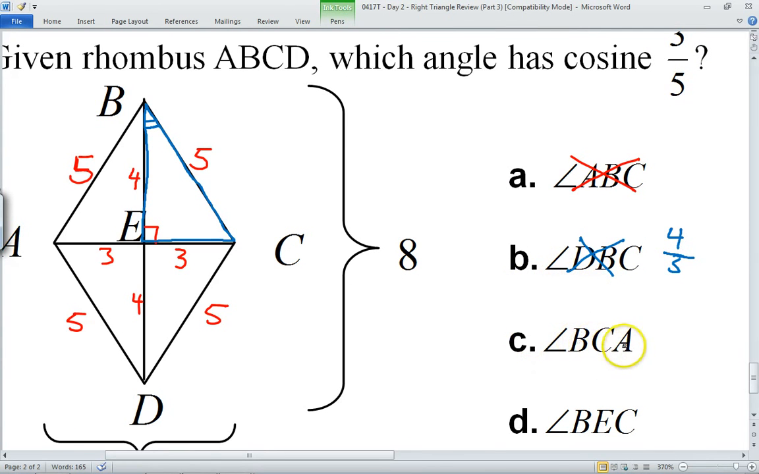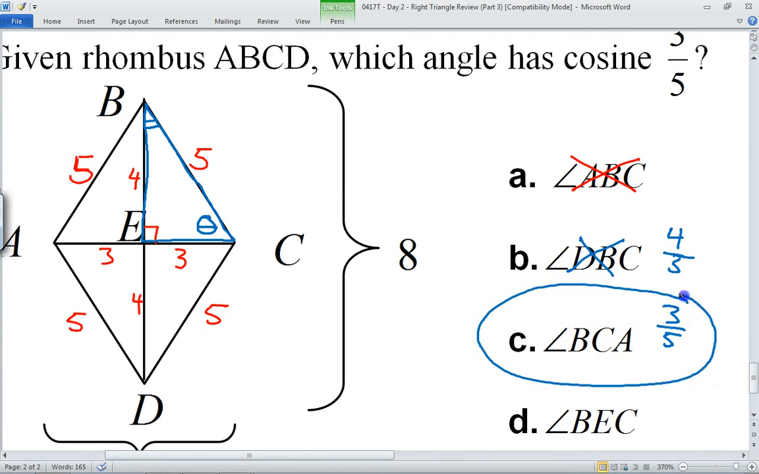What about BCA? Let's see. BCA is this angle right here where I just put a theta. Cosine of this angle would be adjacent over hypotenuse. BCA. That's this angle. Adjacent over hypotenuse, well, that's going to be 3/5. That's why the answer to this one is going to be C.